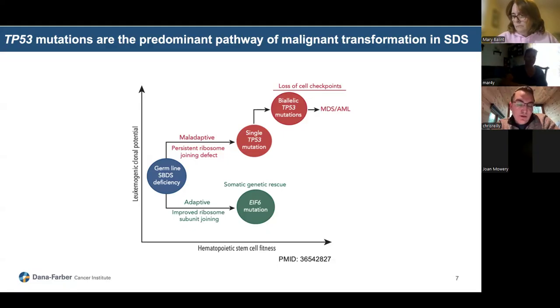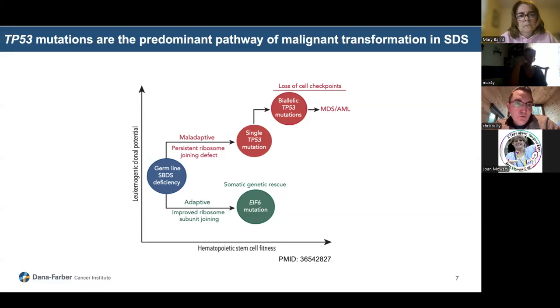And what we've identified is that in cells that have a lack of the Shwachman-Diamond protein, those cells will often lose a copy of that P53 gene to allow those cells to work a little bit better, despite the fact that they can't make the ribosome the way that they should. And having a single P53 mutation like this is something we definitely want to know about and monitor as doctors.